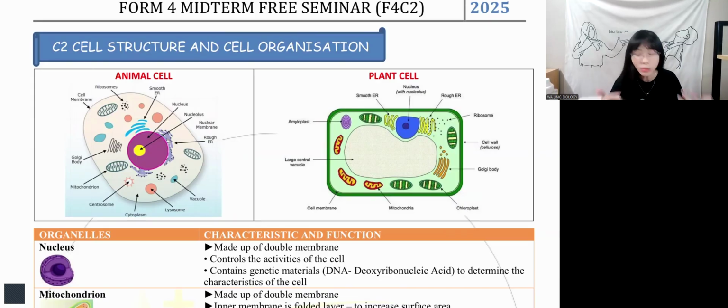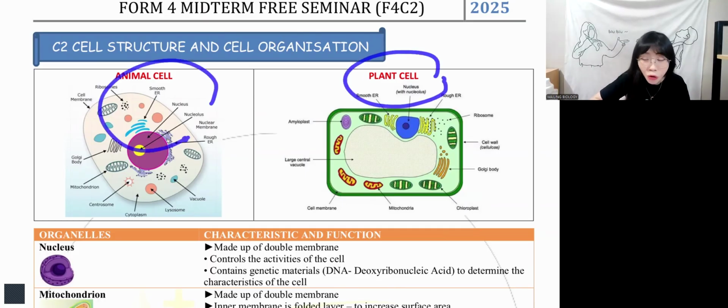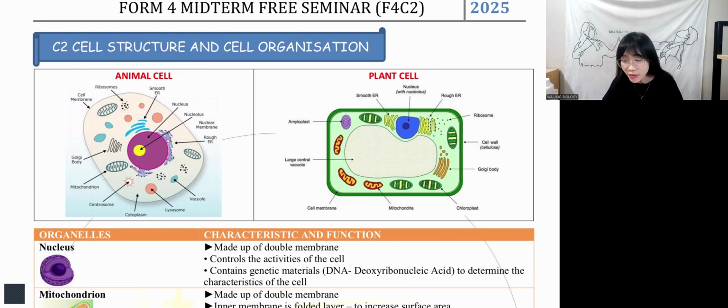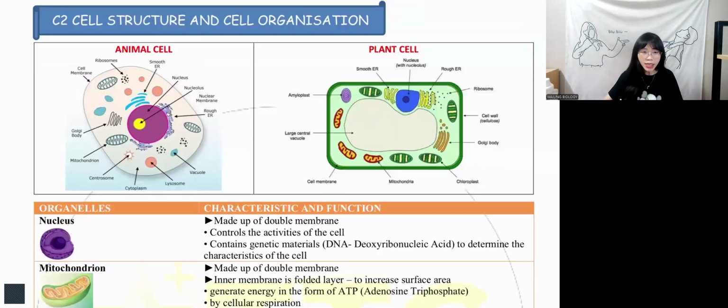Some school teachers, I'm not saying all school teachers, some school teachers don't want you to write fixed shape and no fixed shape. Some school teachers say that you have to write plant cell has a fixed shape, whereas animal cell has irregular shape. Irregular, not no fixed shape. If your teacher is so specific over this answer, then you write irregular in shape. Large central vacuole. You can write large vacuole, it is enough already for differences. Okay, so these are the differences.